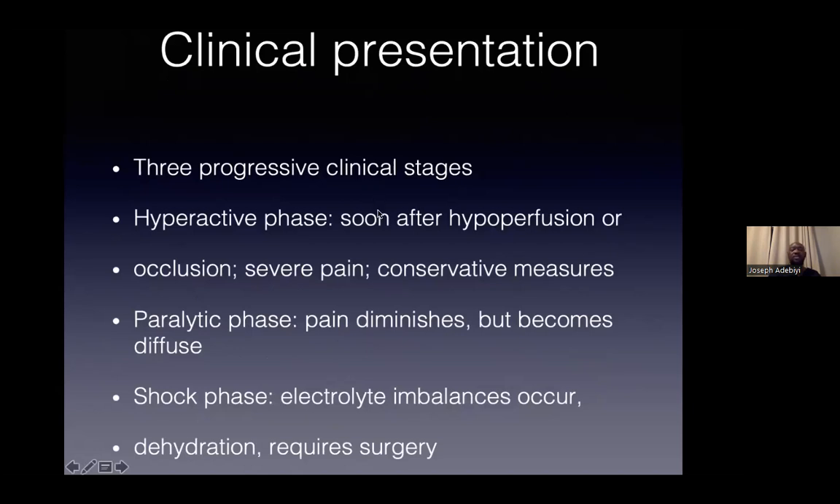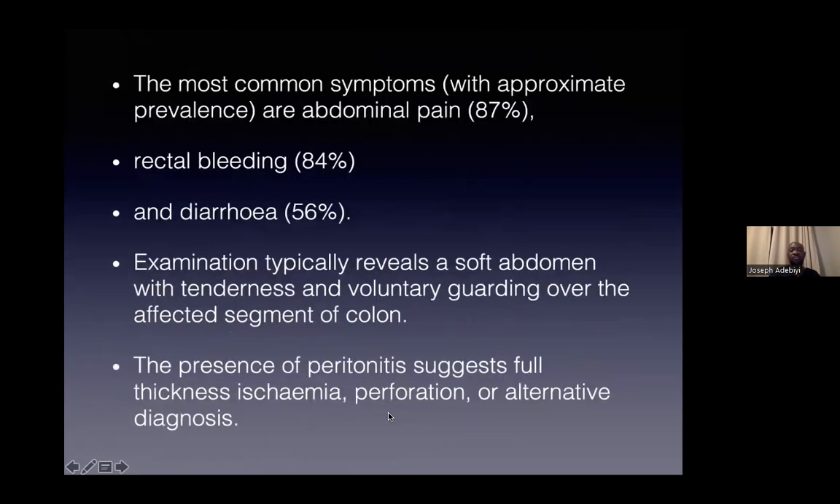There's also clinical progression. The initial phase is usually the hyperactive phase, just immediately after hypoperfusion, and this may then become associated with occlusion, with severe pain, and conservative measures would just be needed for this. Then you may also have the paralytic phase when the pain diminishes, but there's diffuse involvement of the colon, and if this is not quickly corrected, the patient may progress to the shocked phase with electrolyte imbalances, dehydration, and this may require surgery.